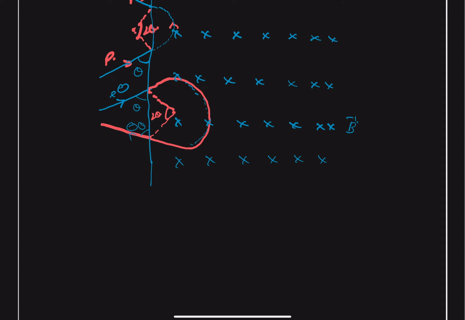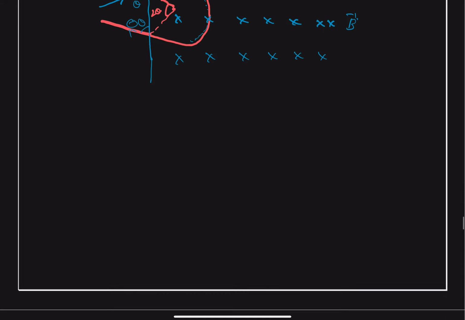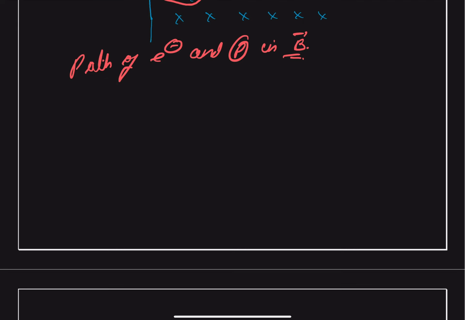So this is our path of electron and proton inside the magnetic field. Now from the figure, we can clearly understand that both enter and leave the magnetic field with the same angle of theta.